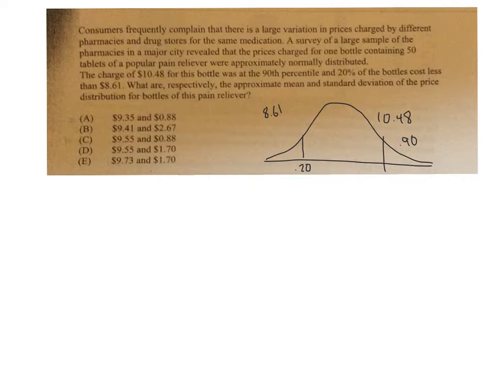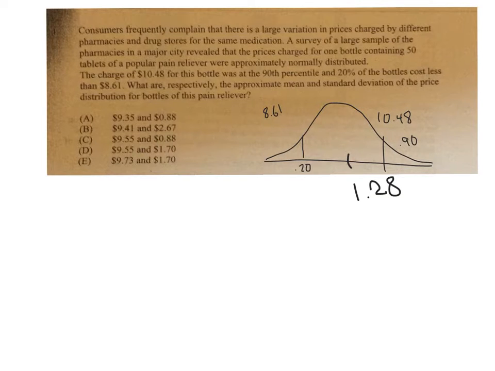So, let's see. What we really need to do is that inverse norm, right? Inverse norm for 90%, and what is the critical value for that? How many standard deviations above the average is this price at 90? Okay, what's that distance in standard deviations? Well, turns out it's 1.28. Okay, so at 90, it's 1.28 standard deviations above the middle.